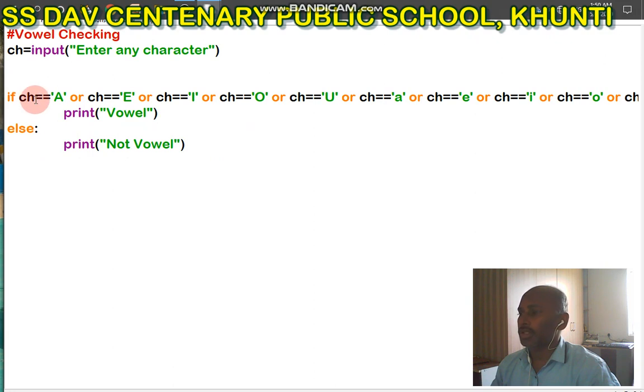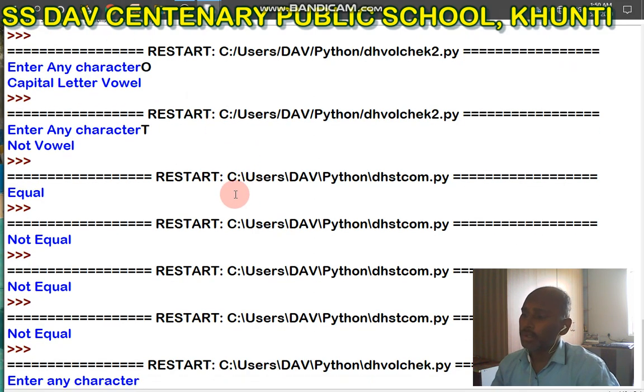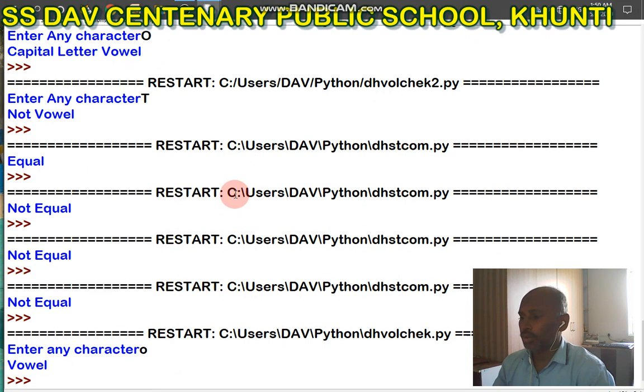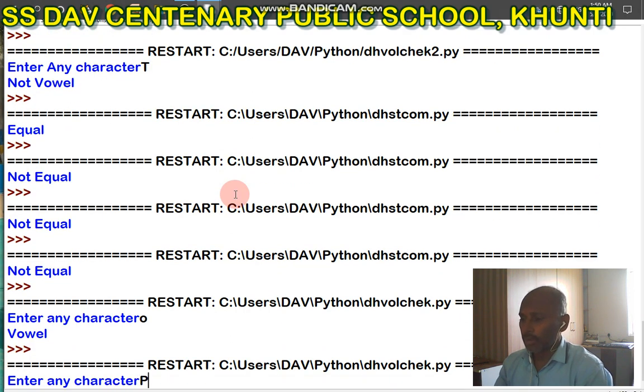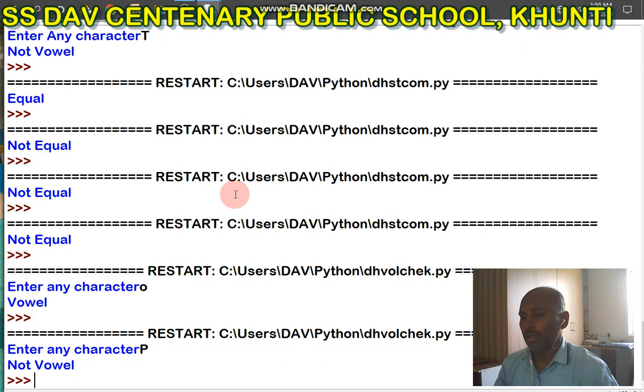And I have written here ch equal to a or, is operator. If this condition is false, then check this. Means in or condition, if any condition is true, then you will see this output. Now I want to run this program. Enter any character. Suppose I have entered small o. You can see output is vowel. Again capital P, not vowel. In this program, you have to check only vowel or not vowel.